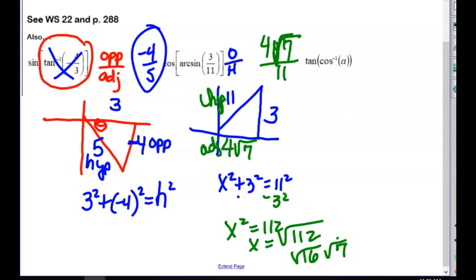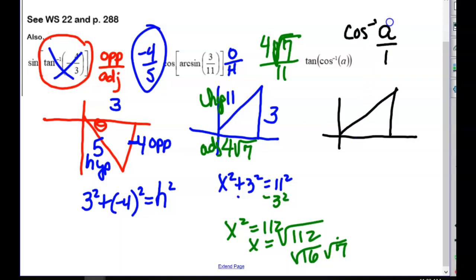Okay. What quadrant do we always draw in when there's a letter? Quadrant 1. How are we going to label that triangle? Yes, this is a over 1. The inverse cosine of a over 1. That's adjacent over hypotenuse. So we have adjacent and hypotenuse.